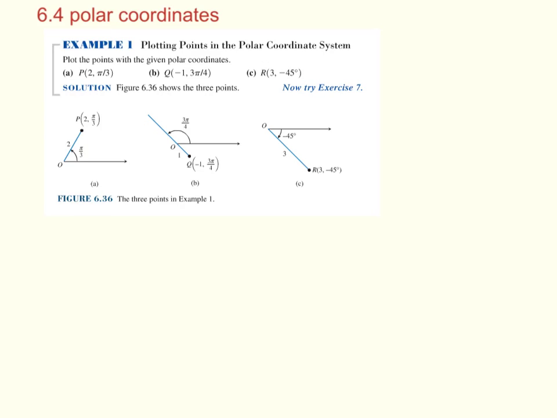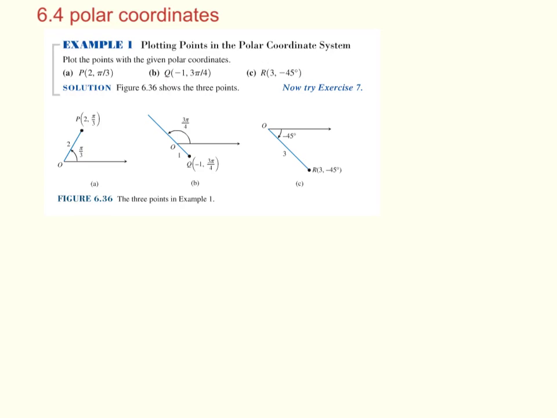Here we have 3 examples of polar coordinates that we'll go ahead and plot. And so the solutions are here already, obviously. For A, the point (2, pi over 3) goes in the direction pi over 3, 2 units, and there's P. That one's very straightforward, like the example I did on the previous page.